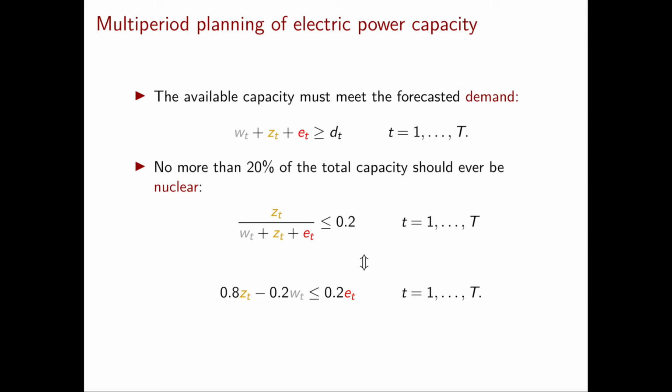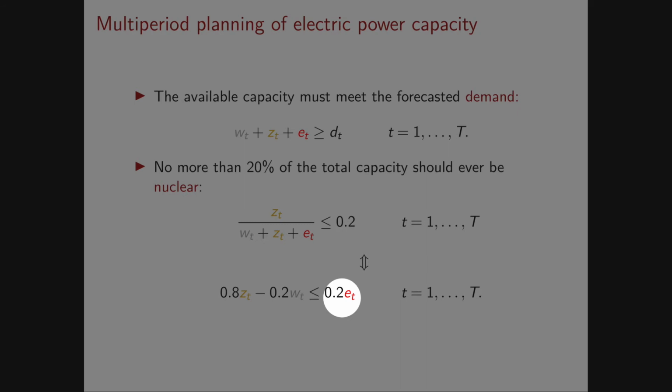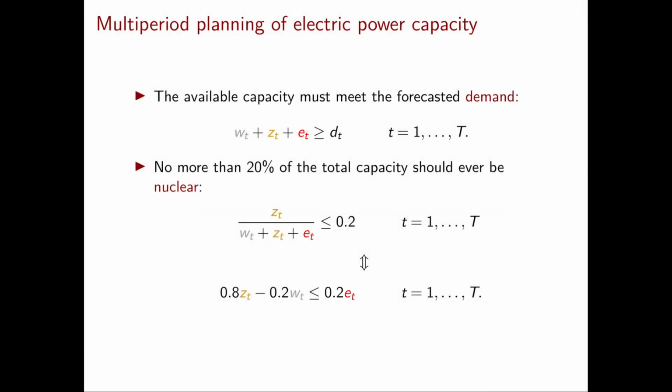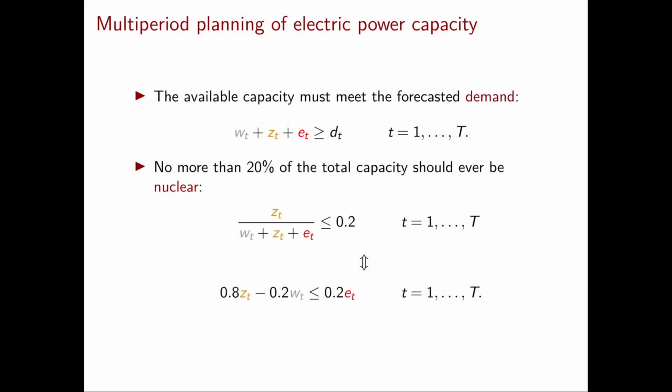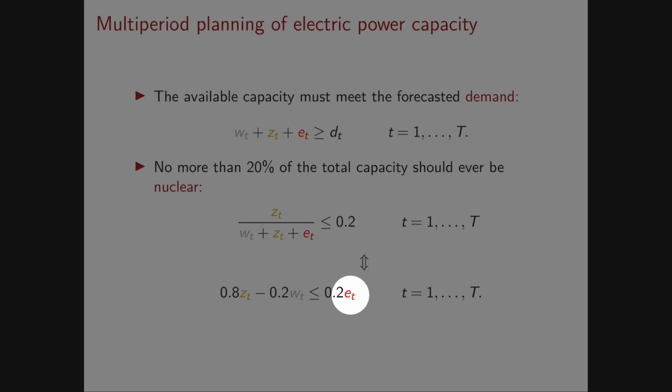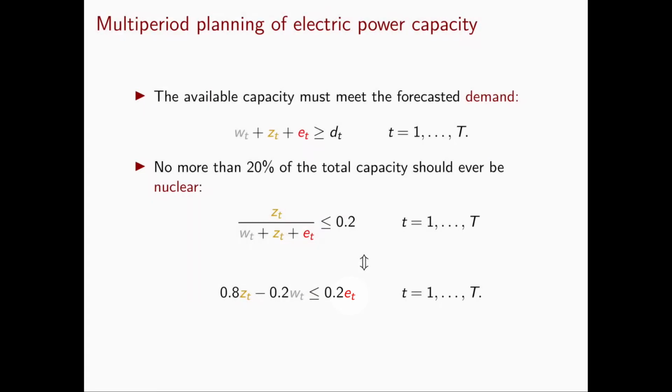You might be wondering why I suddenly brought the 0.2 Et to the right hand side of this inequality, and the reason is that it is a standard notation to have all the variables on the left hand side and all the numbers on the right hand side. And remember that Zt and Wt are decision variables. These are things we will have to decide. On the other hand, Et is data, a specific number for every t that is given in input.